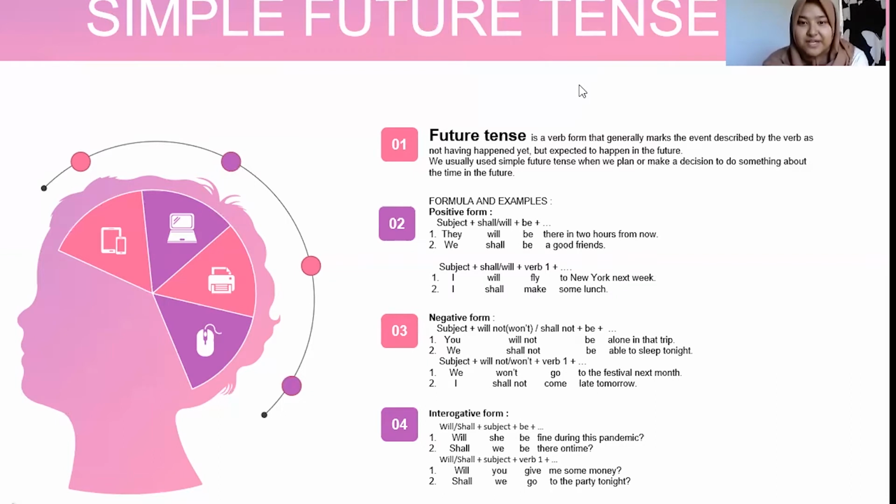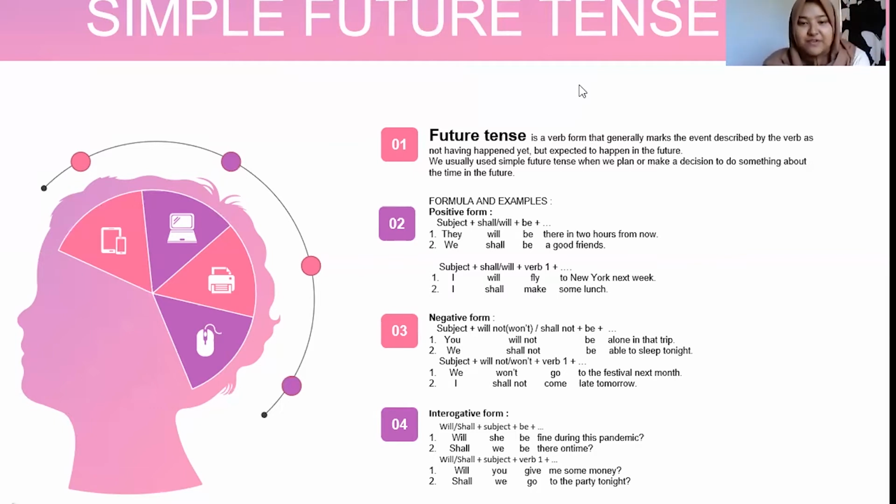The second formula is subject plus will not or won't plus verb 1. The example, we won't go to the festival next month. Second, I shall not come late tomorrow.